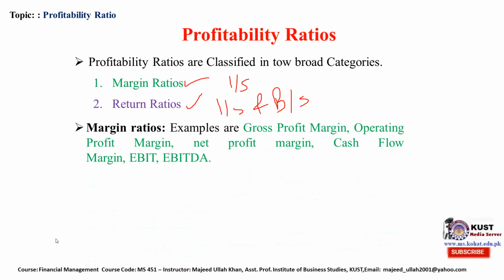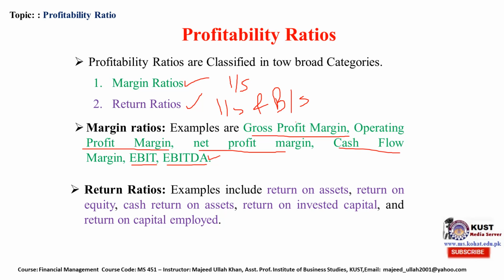Examples of the margin ratios that we will discuss in this lecture are gross profit margin, operating profit margin, net profit margin, cash flow margin, EBIT margin, and EBITDA margin, that is earnings before interest, taxes, depreciation, and amortization margin. We will discuss these ratios in this lecture.